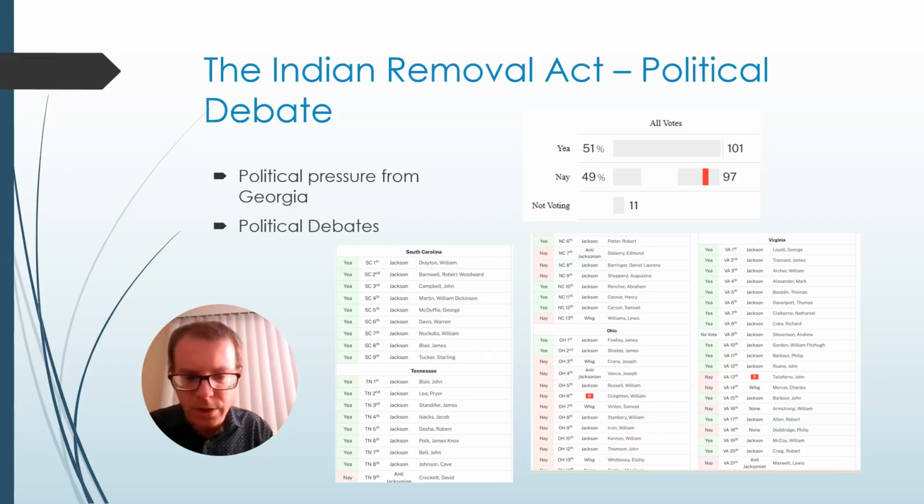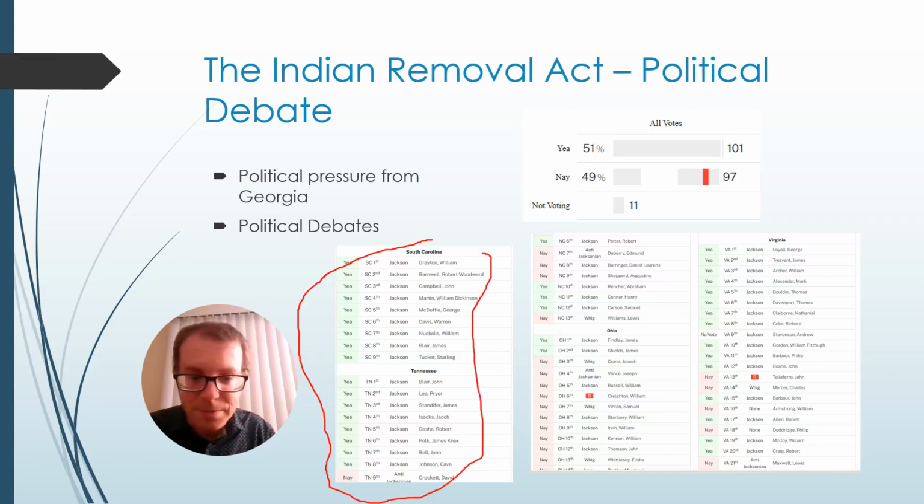policy gets. And you can see here on these vote counts, South Carolina and Tennessee, excuse my very poor drawing, South Carolina and Tennessee vote nearly unanimously in support of the Indian Removal Act. The only person who actually votes against it in Tennessee is Davy Crockett. Yes, that Davy Crockett, the frontiersman who actually ends up dying in the Battle of the Alamo in the Mexican-American War.